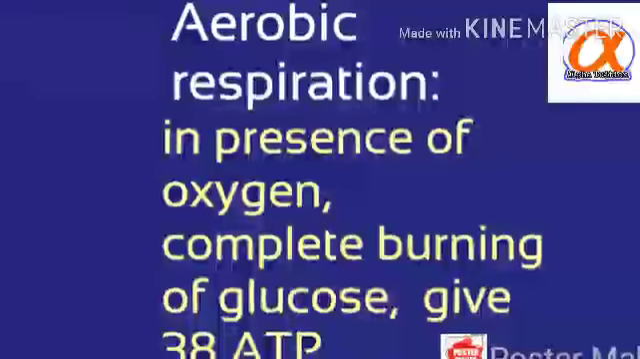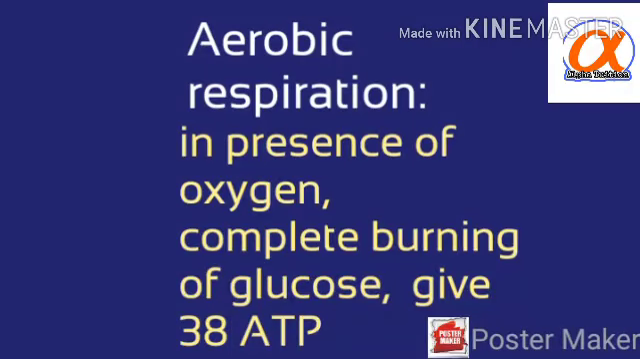Whatever food we eat has been assimilated and transported via blood to the different cells. Now what happens to the glucose, or the food material? There are two options. First is aerobic respiration. It takes place in presence of oxygen, which completely breaks down glucose, and 38 ATPs are produced. This is a large amount of energy produced because the glucose molecule is completely broken down.